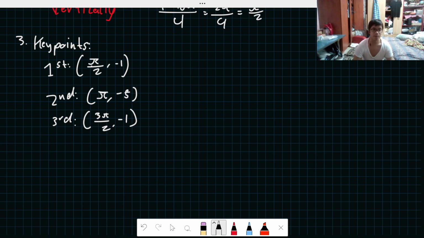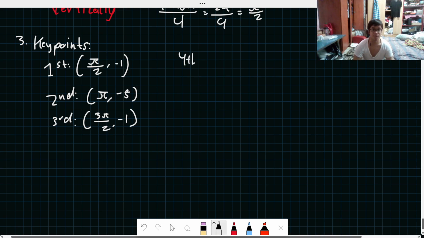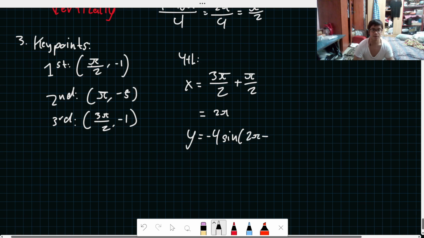Now for your fourth key point, we'll just do the same steps. Your x would be the recent x value you found, so 3 pi all over 2 plus pi all over 2. So here, this would be 3 plus 1, 4. So that would be 2 pi. That's your x. Now, substituting it to your given sine function, negative 4 sine of 2 pi minus pi all over 2 minus 1.